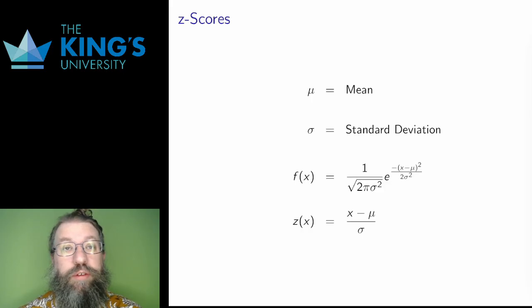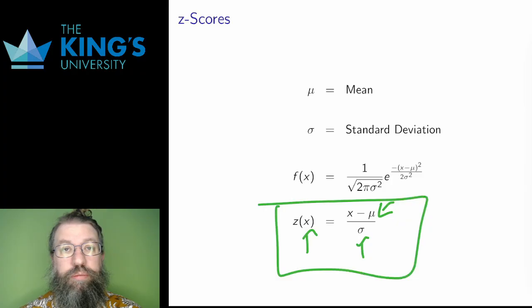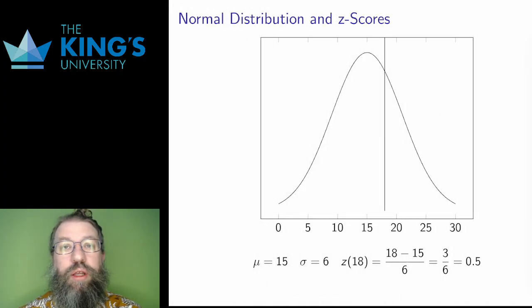Let me move on to z-scores. For normal distributions, a z-score is a way of measuring where one particular data point falls in relation to the distribution. It is calculated this way: the data point value x minus the mean divided by the standard deviation. That's the calculation, but what does it mean?